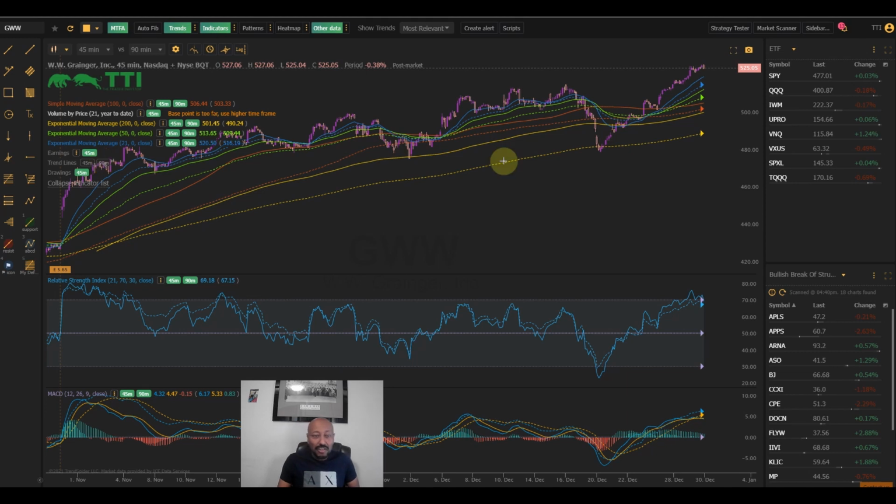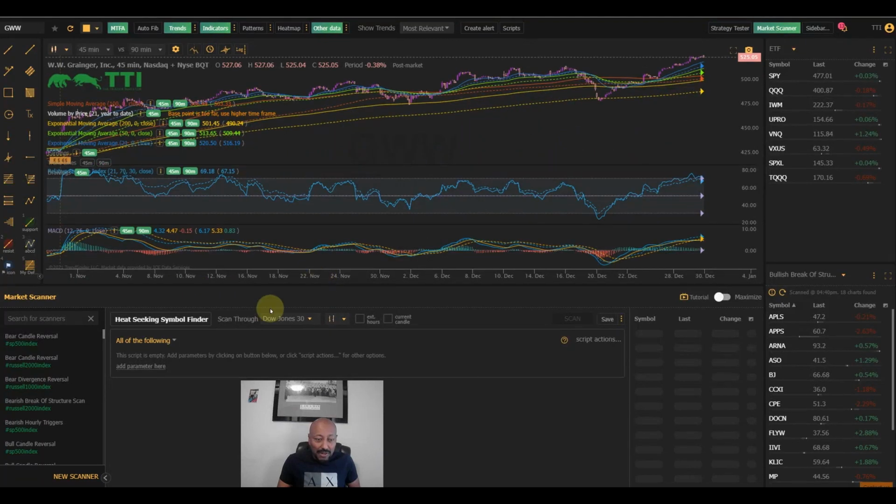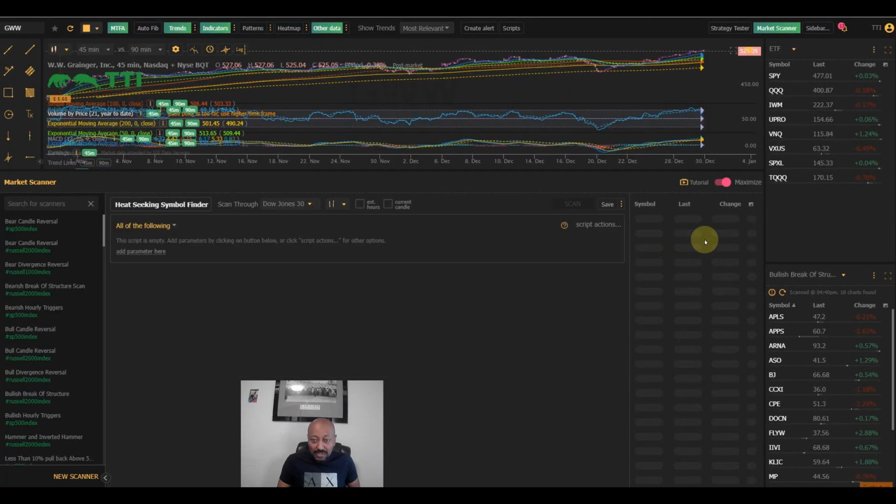Again, this is not really a conversation about trend lines. This is really going to go into how do I find these opportunities. Right, I'm going to go into the market scan, and I'll maximize it for now so that you can see what I'm looking for.